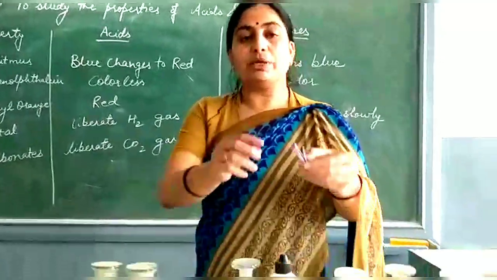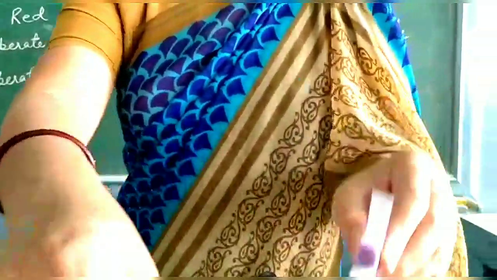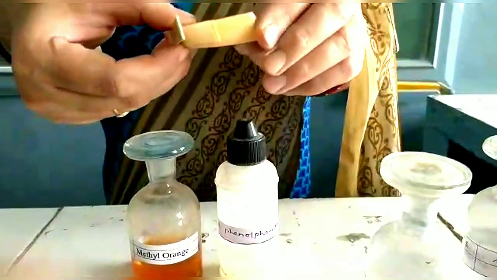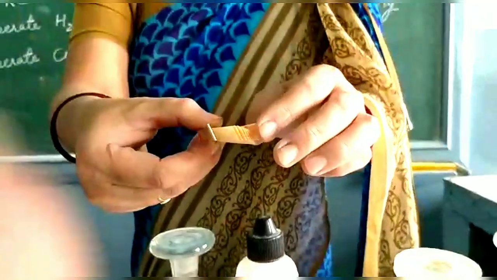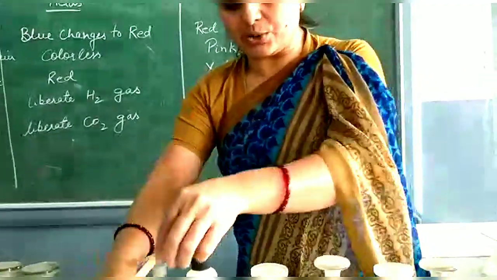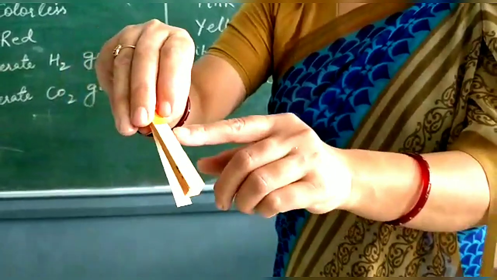I have this blue litmus paper. This is blue litmus. Can you see this color? Then I have this red litmus paper strip. Then I have taken universal indicator also. This universal indicator basically tells us about the pH, what the pH actually is, because we have certain colors written on this strip.